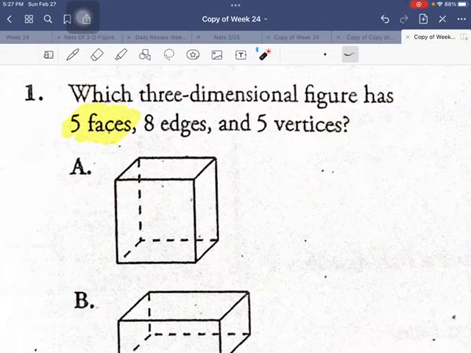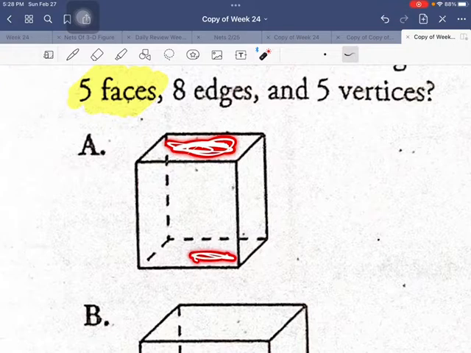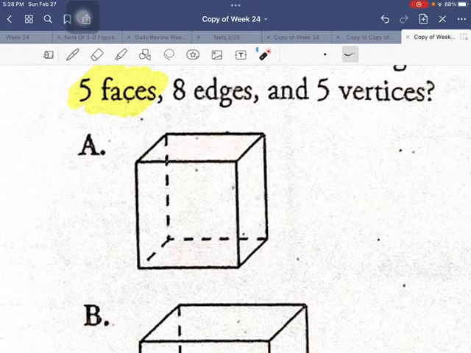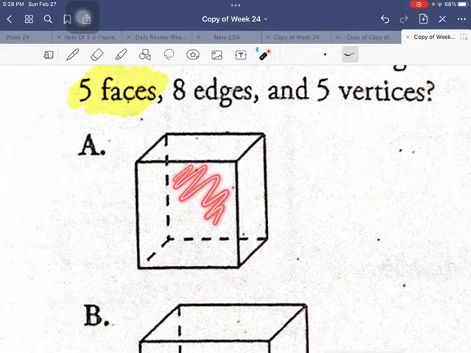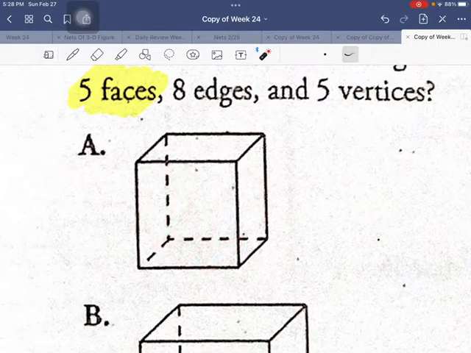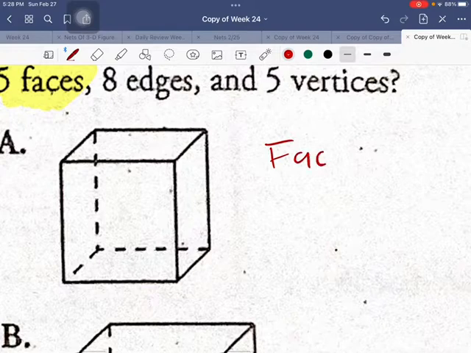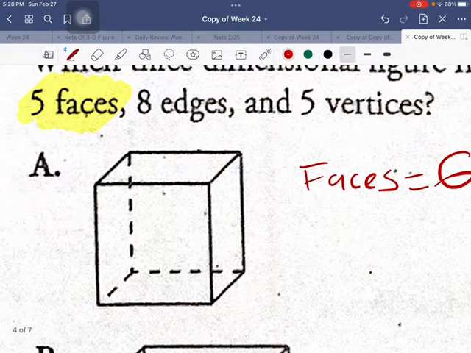¿Cuál tiene 5 caras? Ahora, let's see how many faces this one has. Well, we have 1 on the top and 1 on the bottom. How many do we have in the sides? We have the back, the 2 sides, and the 1 in the front. How many is that in total? So faces for this one is 6. Right away, this one is wrong.